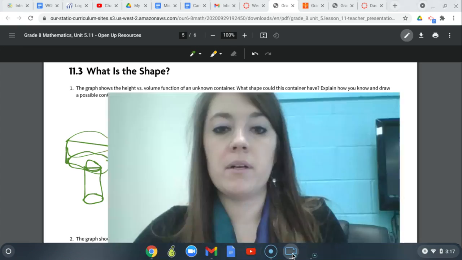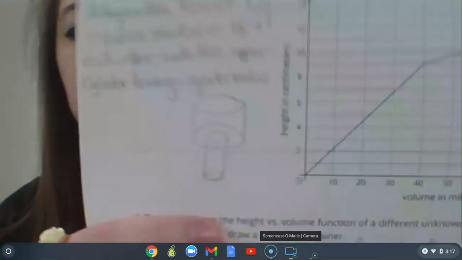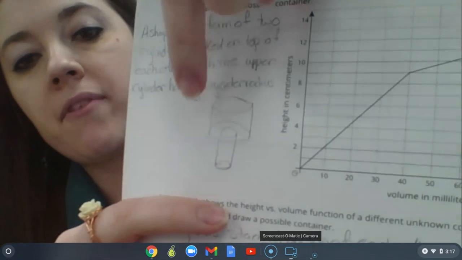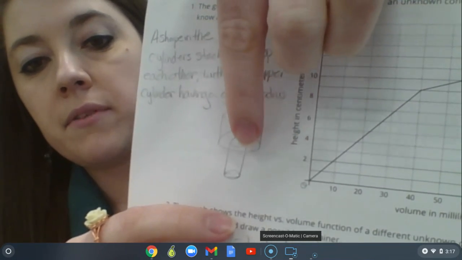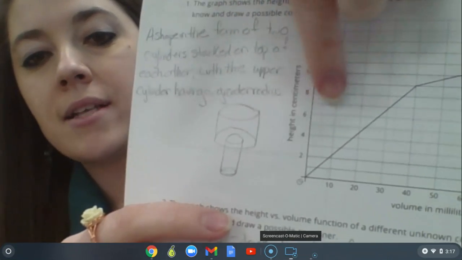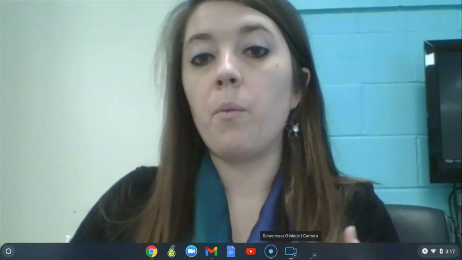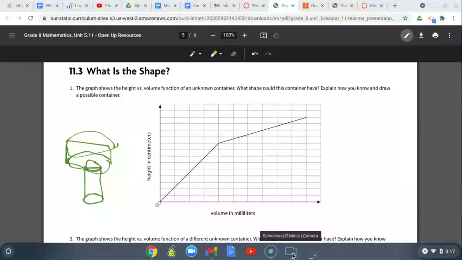Here, I'm going to show you my drawing that I have on paper because hopefully it will make more sense. This drawing right here, I know it looks kind of weird, but we've got a cylinder on top of another cylinder. The one on top is going to be much wider than the one on the bottom. That's the key thing there, the shape. So the shape's going to be two cylinders stacked on top of each other, with the upper cylinder having a much greater radius than the bottom cylinder.